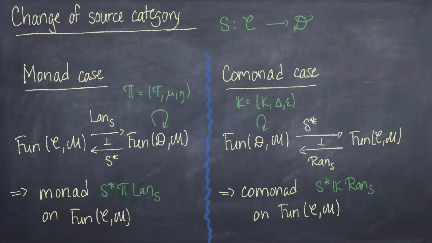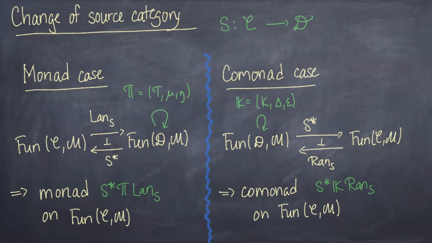We can also change the source category. So suppose we have some functor S from a category C to D. And if we're given any monad T, or any monad K, on functors from D to M, we have adjunctions that relate the functor category C to M to the functor category from D to M, where this S upper star is just pulling back along S, precomposition with S, Lan S is left Kan extension, Ran S is right Kan extension.